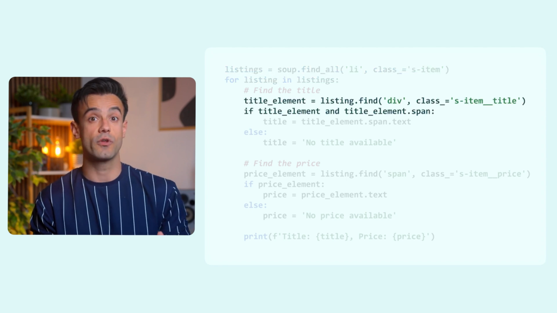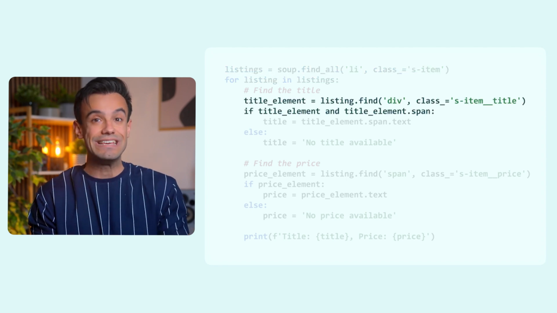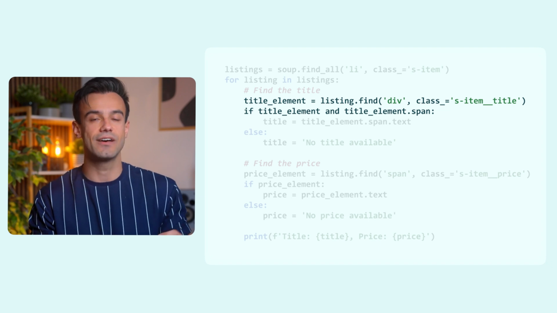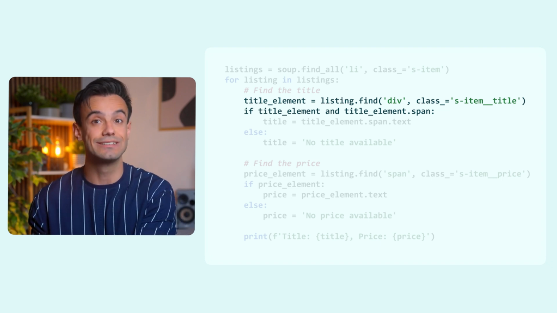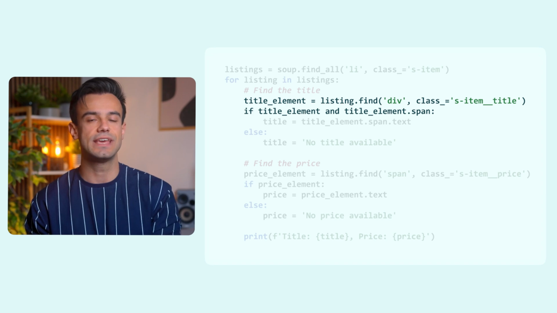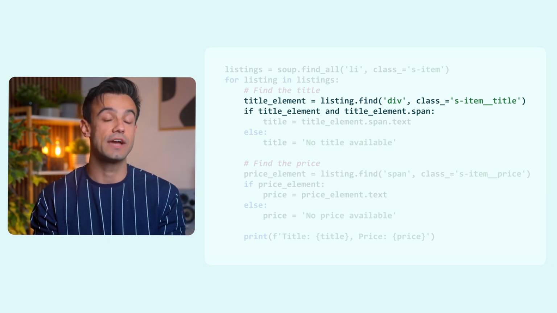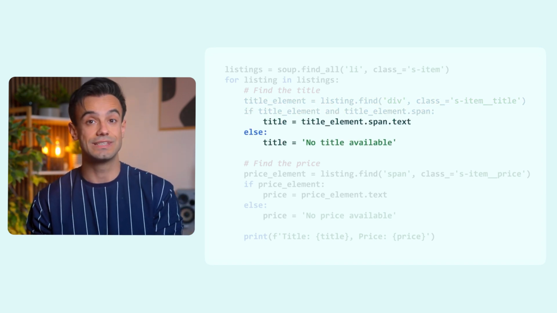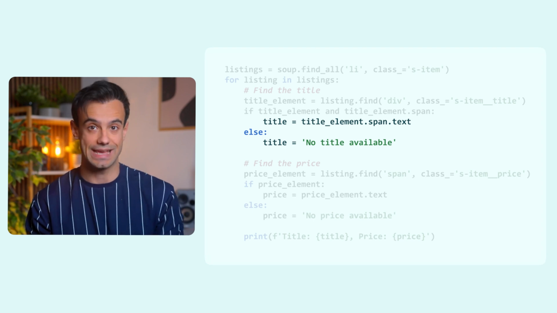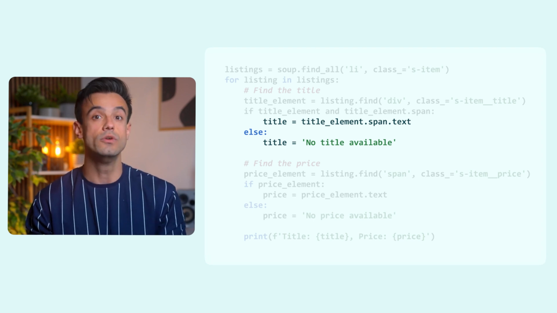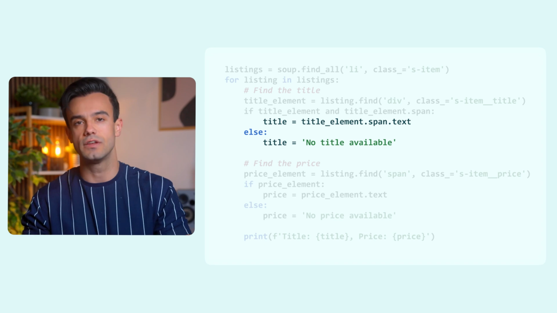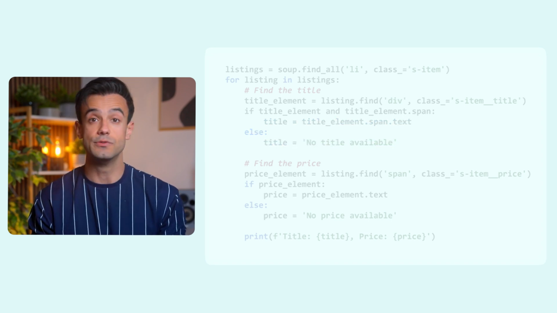This searches for the product title by looking for the div tag with the s-item__title class and checking if it contains a span tag with the actual title text. This stores the title text in the span tag and sets a default value, "no title available", if no title is found. Use the same process for extracting product prices from eBay or any product data stored on the search results page.